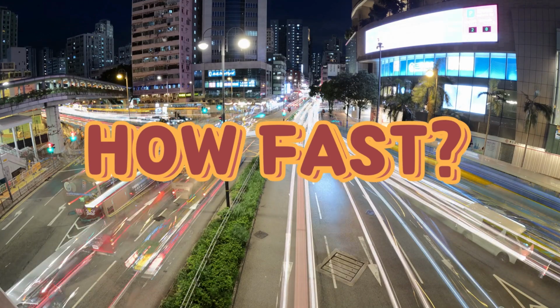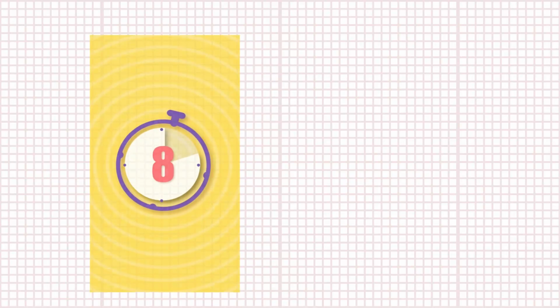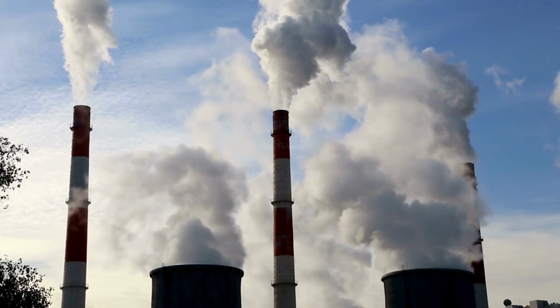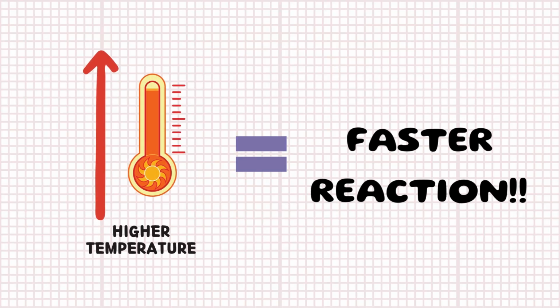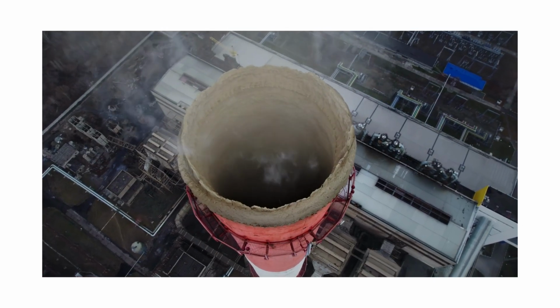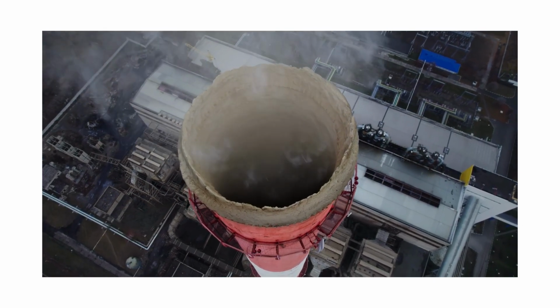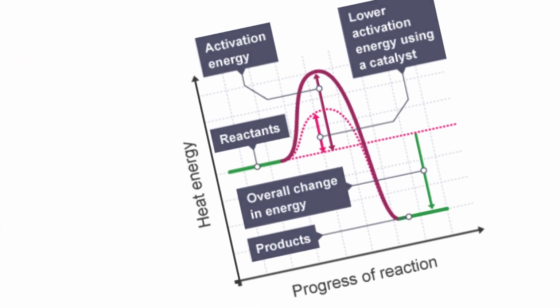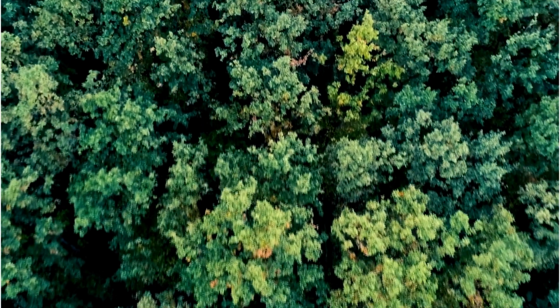Next, how fast deals with reaction rates and the Arrhenius equation. In China's coal plants, combustion reactions are optimized for speed and heat, but higher temperature means faster reaction, but also more NOx pollutants from nitrogen in the air. Catalysts can reduce the activation energy, making combustion more efficient with less pollution.